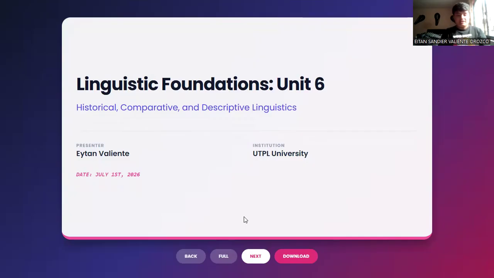So we are going to take the themes about historical, comparative, and descriptive linguistics and see how they could create something that we compare in the foundations. And we are going to talk about each one of them and see how they produce success.